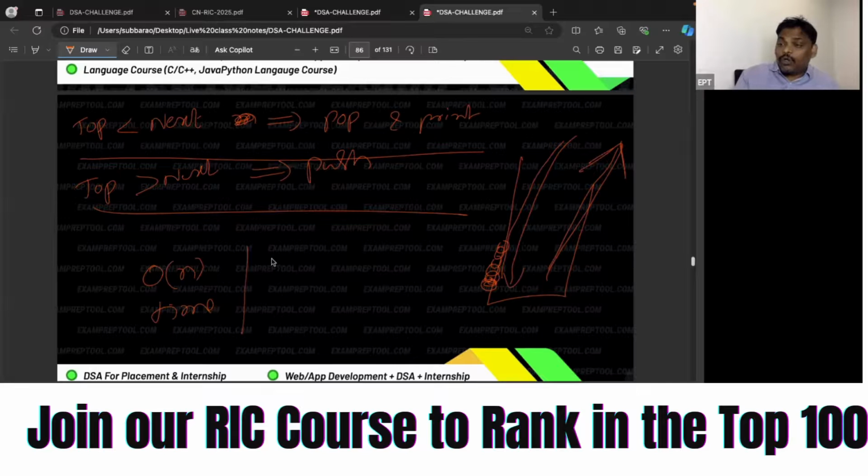Order of n time, but regarding extra space, if you observe, one stack is required. The stack size is maximum order of n. In the best case, only one element will come, maybe all will be popped out. Best case only one, constant space. Worst case n space.